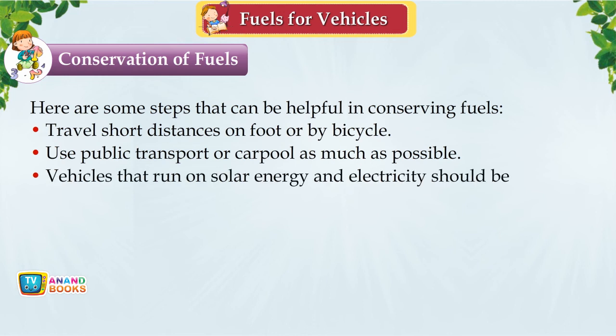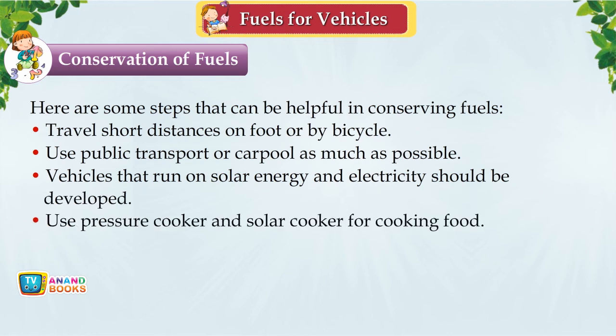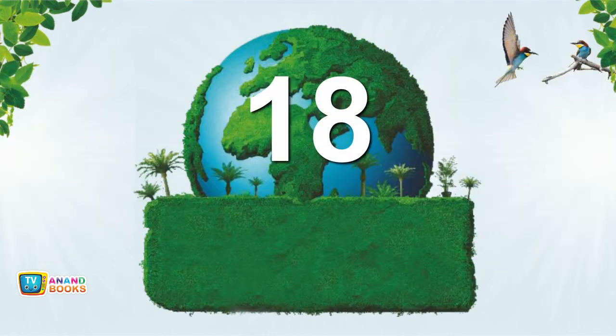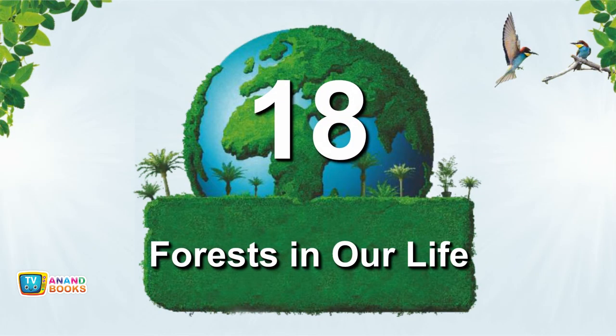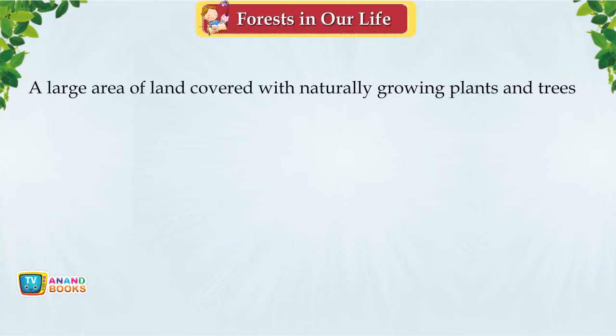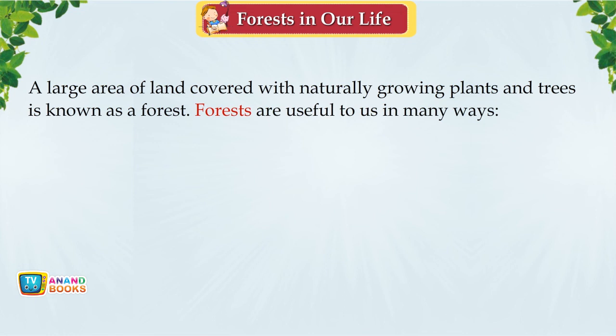Vehicles that run on solar energy and electricity should be developed. Use pressure cooker and solar cooker for cooking food. Chapter 18. Forests in our life. A large area of land covered with naturally growing plants and trees is known as forest.